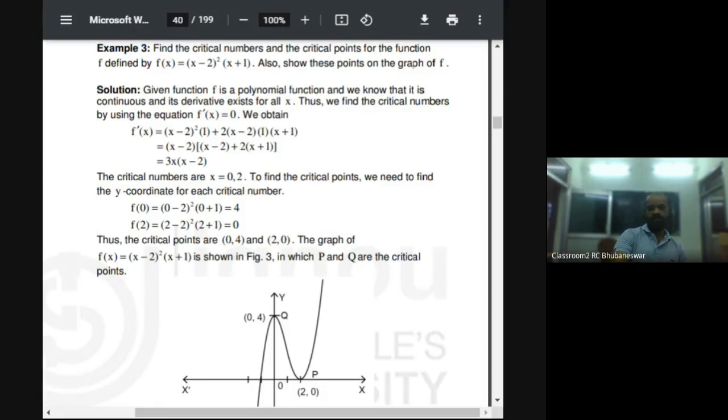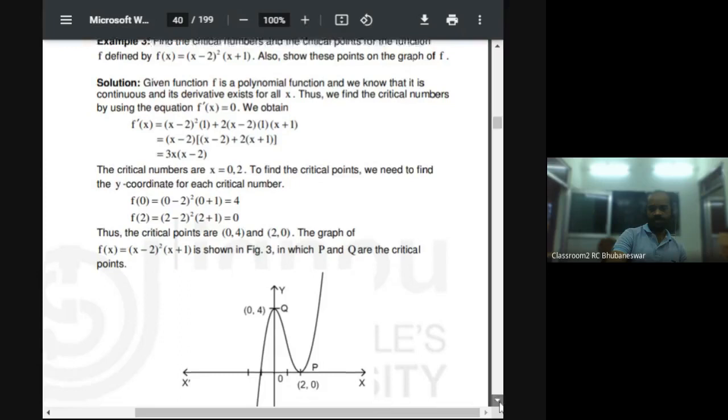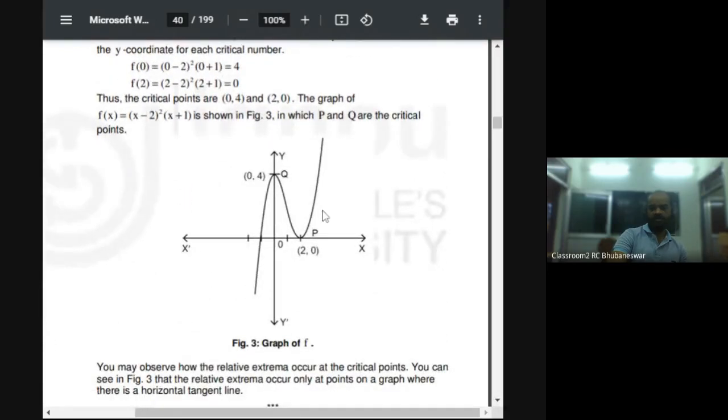And according to these critical numbers, the value of the function at 0 is 4, and the value of the function at 2 is equal to 0. Exactly these points are represented in that particular graph of the function. As you can clearly see, the point (0, 4) is the relative maximum, and the point (2, 0) is the relative minimum of the function.